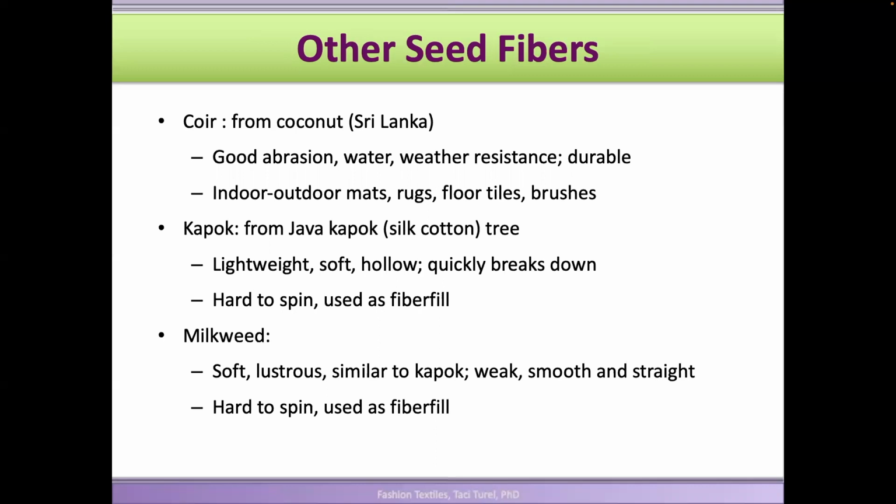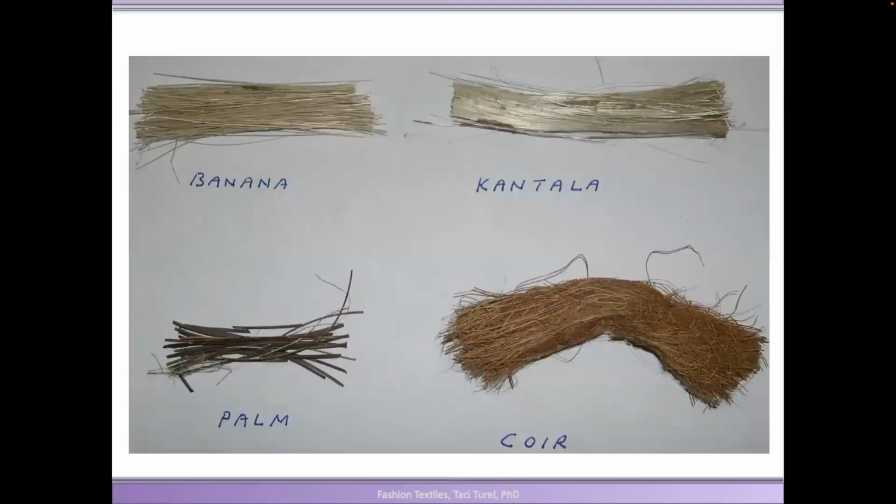Kapok and milkweed, those are fibers that are also stiff, and they're very hard to spin, but we use them as fiber fill, like as a filling for products. So they have different properties. Kapok is lightweight. It has that hollow morphology. Milkweed is soft and lustrous. But again, we only use them as fiber fill. These are some examples of other cellulosic fibers. You can see that they are pretty stiff, and some of those are very hard to spin into a yarn.